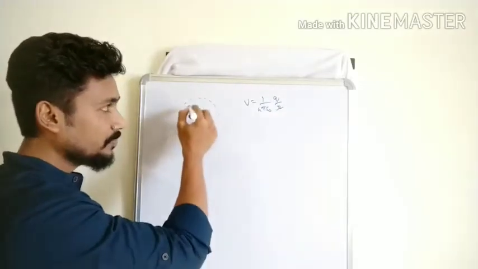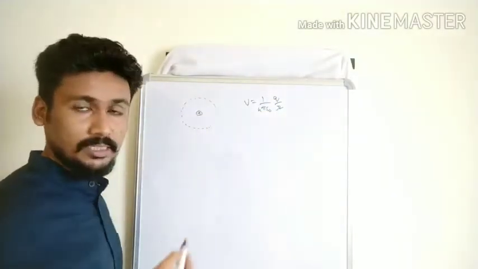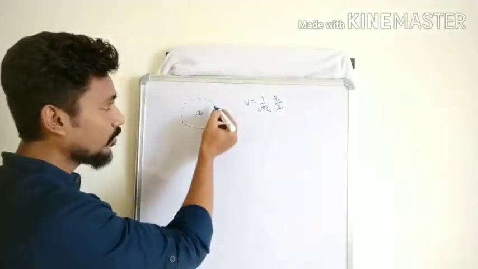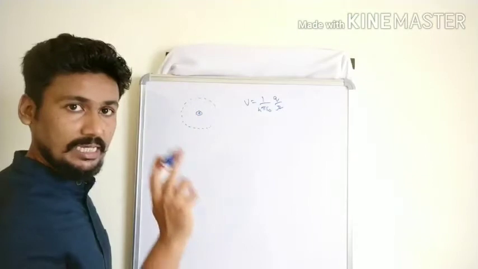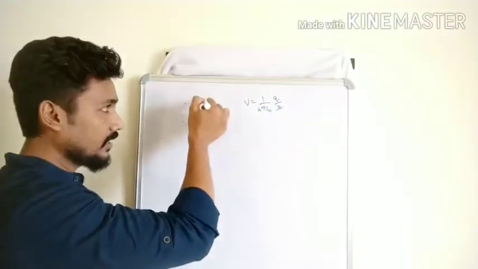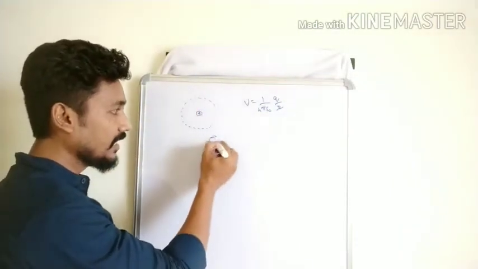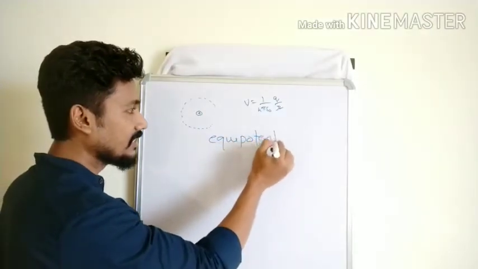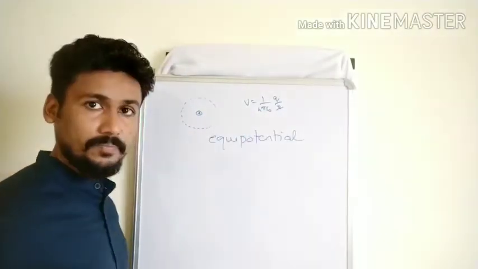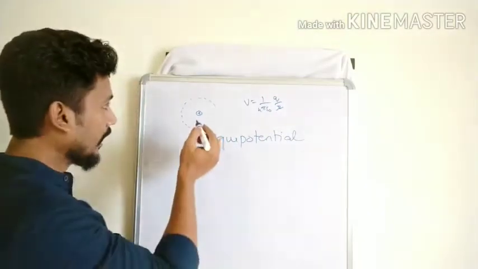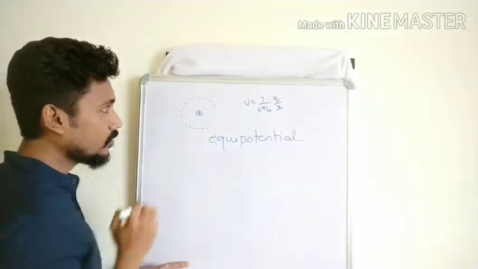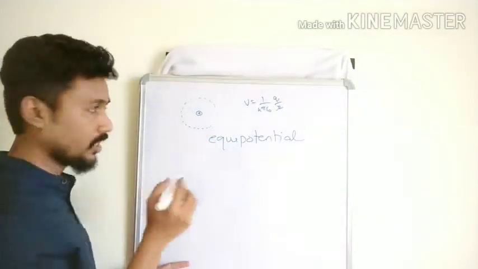all the points on the sphere are at the same distance from the source charge, and therefore at all points the potential is going to be equal. Therefore, this sphere becomes an equipotential surface. Getting the idea? And you can make many such spheres. So this given dotted line, this sphere, is one equipotential surface.